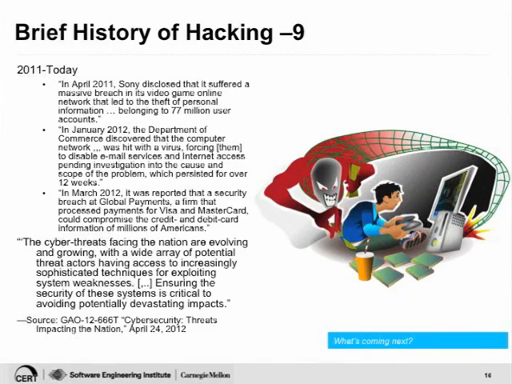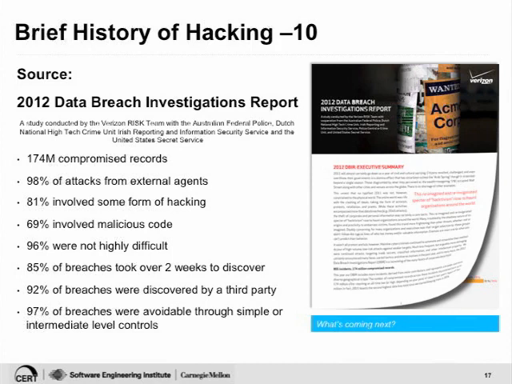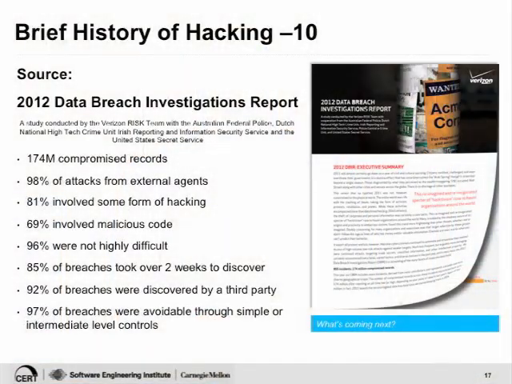Most recently, and I would encourage you to go visit the Verizon website, the Verizon risk team, along with the Australian Federal Police, the Dutch National Police, an Irish organization, and the United States Secret Service just published within the last couple of weeks their annual survey, which they call the Data Breach Report. It discussed over 174 million compromised records that were reported, and you can see here that most of the attacks were coming from outside of the organizations that were attacked. 81% involved some form of hacking. 96% were not highly difficult.